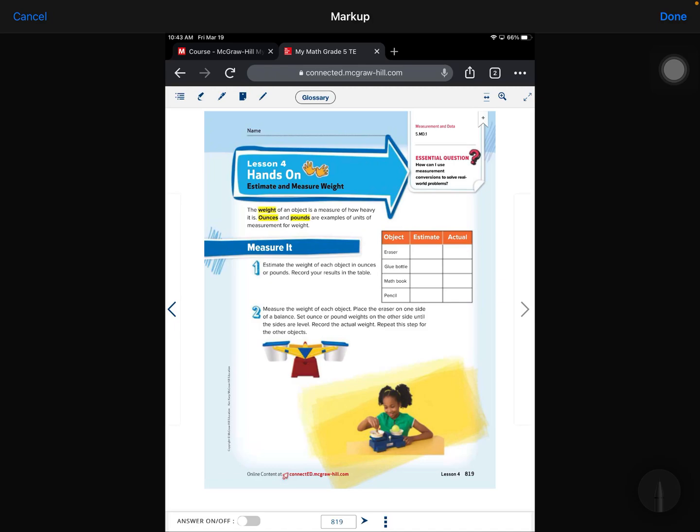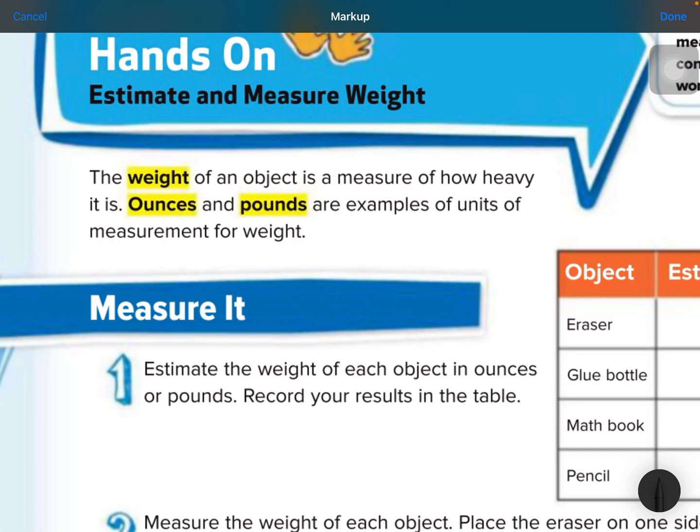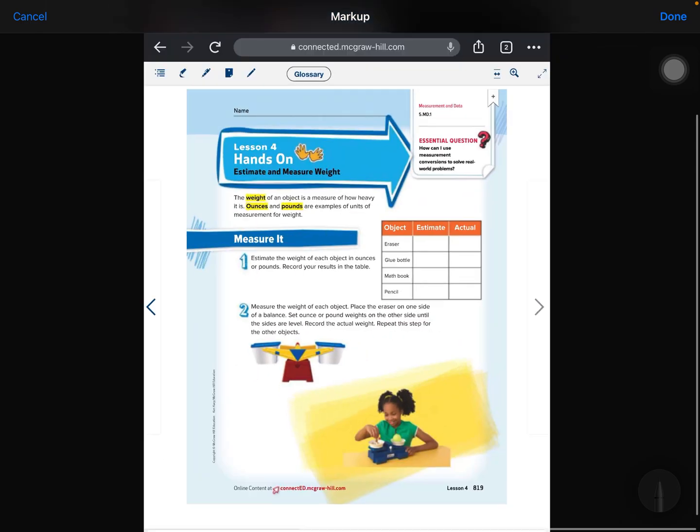We are on Chapter 11, Lesson 4, page 819 in your math book. This is a hands-on where we're going to talk about weight and estimate. The weight of an object is a measure of how heavy it is. Ounces and pounds are examples of units of measurement of weight.